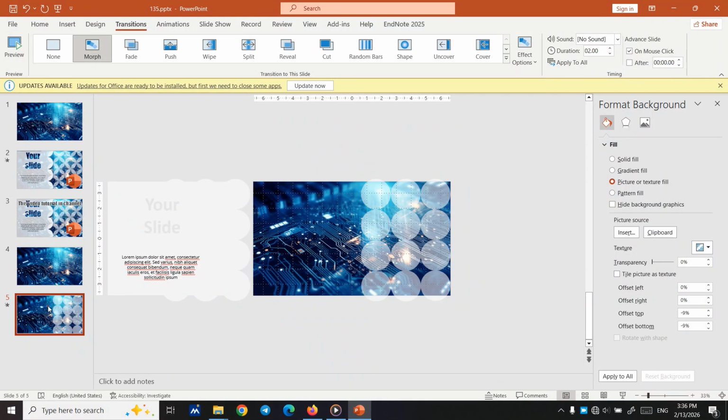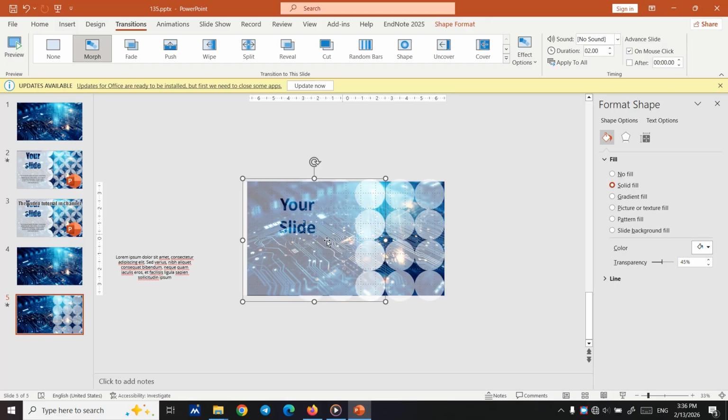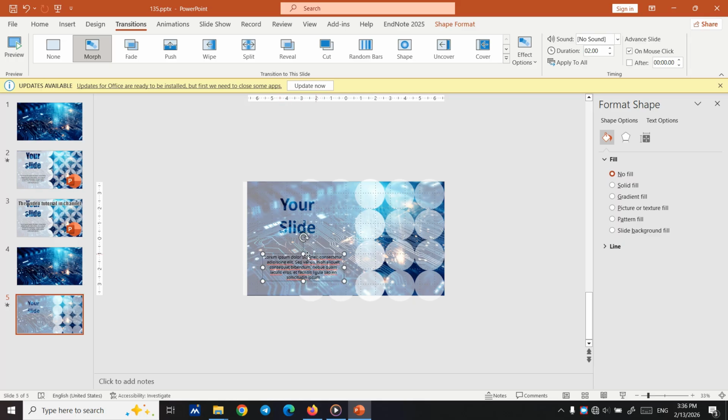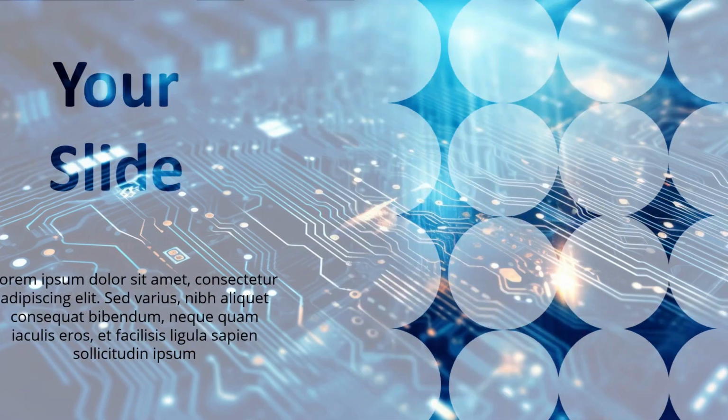But you see the problem, this thing is not coming in because we made a mistake and put it out. Let's put it in. Then set the transition to morph as always. Now run it. You see, it's pretty amazing.